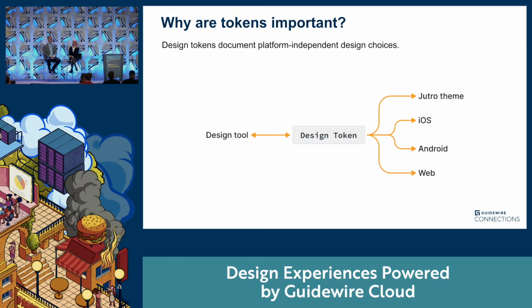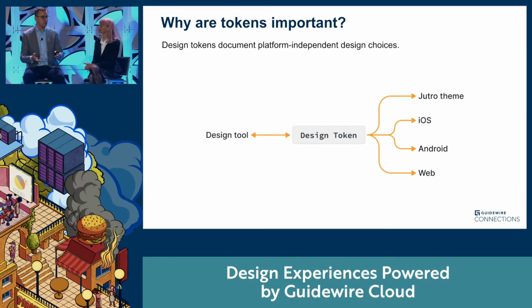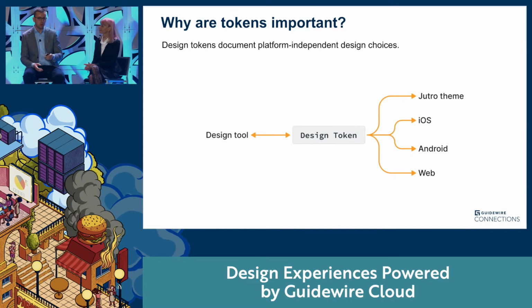So let's talk about why tokens are important. Why should we even use them at the beginning? Design tokens document platform-independent design choices. Let's say you are building an iOS and Android app at the same time. You just need one set of tokens to do both of the applications, basically. And the second point is that tokens are a bridge between design and code. It's a source of truth, bridging the gap between designers and developers. It's like their shared language, basically.